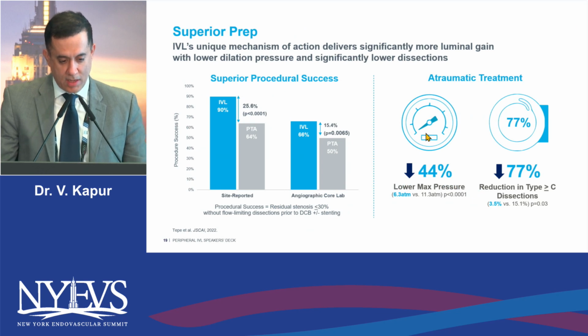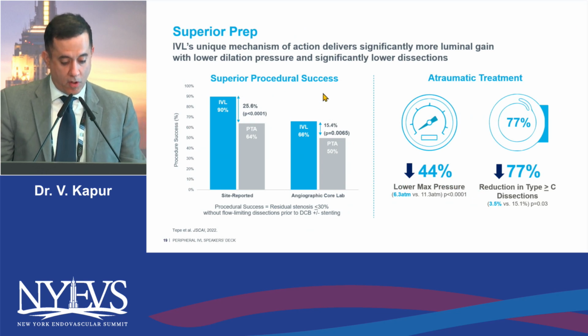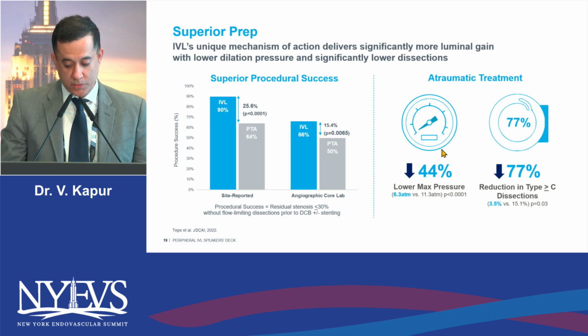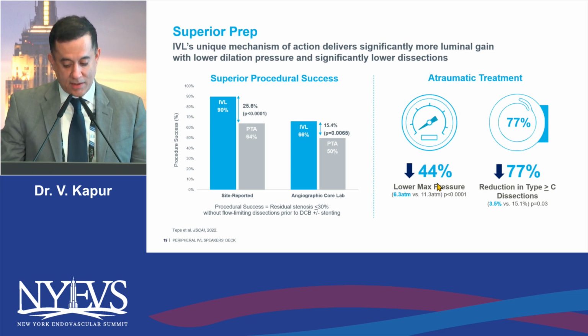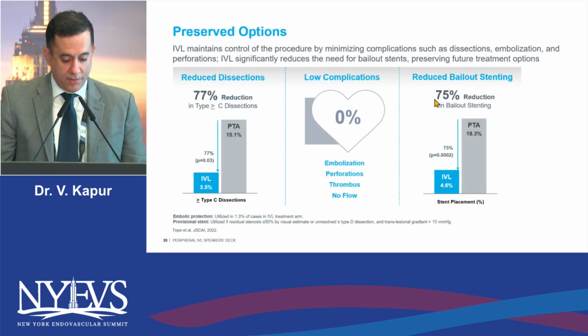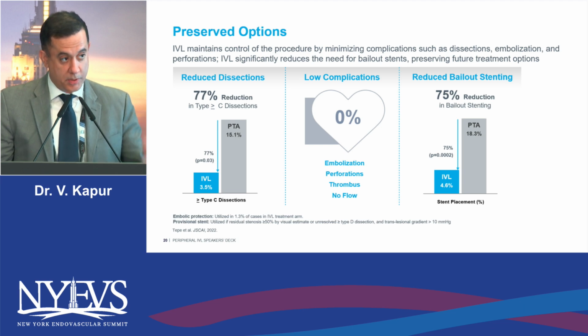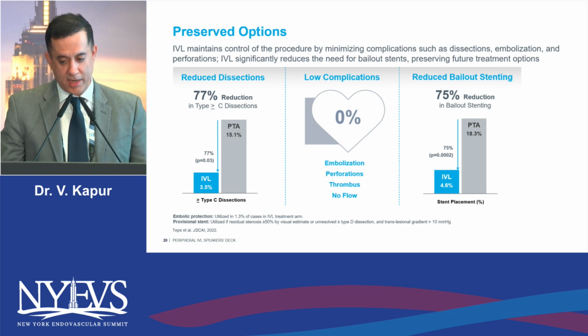Again, just looking at the vessel prep, it was reported all around, either site reported or angiographic reported. The procedural success was significantly higher in the IVL segment of the patients as compared to PTA, requiring 44% less maximum pressure utilization, as well as a 77% reduction in type C dissections, which is what we are looking at. And if you look across the spectrum, pretty much there were minimal complications, which we talked about on the first slide, meaning dissection, embolization, perforations.